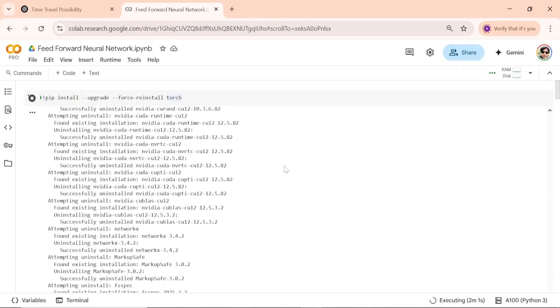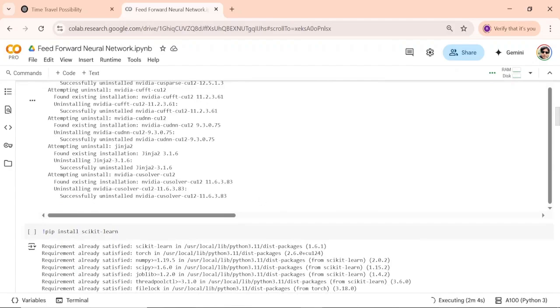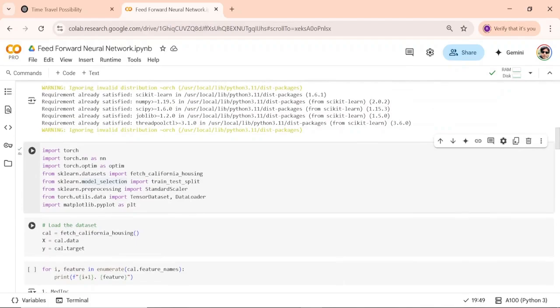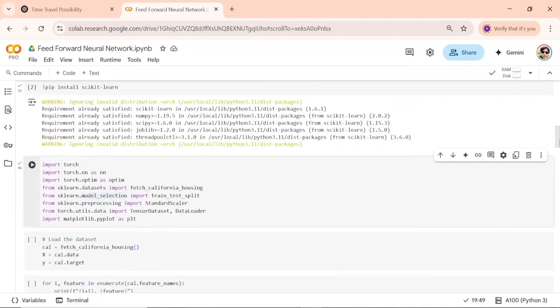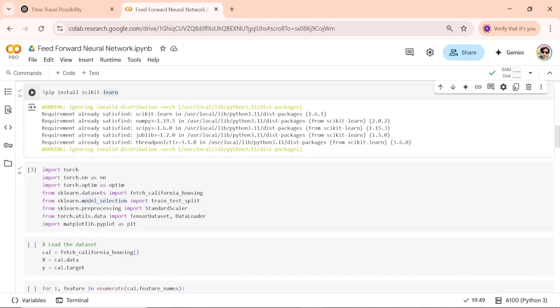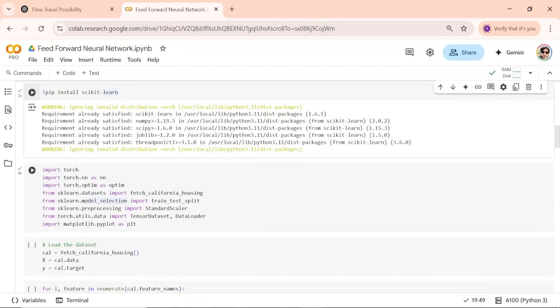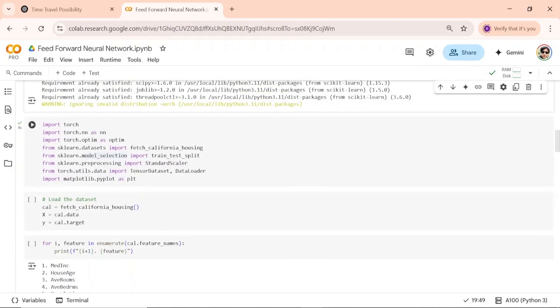Okay, so that's still going on, guys. I think that's done. So PyTorch has been installed, and another package I installed is scikit-learn, which has some neural network libraries, like the housing data set and train test split functions. To use those, we need to import the scikit-learn library as well. So once those two things are done, PyTorch and scikit-learn have been installed.